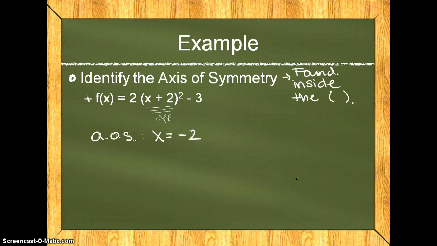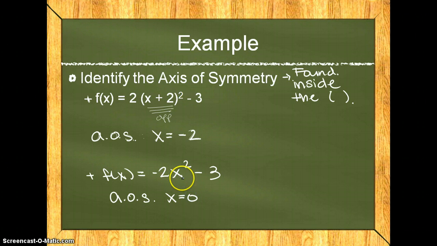So there is potential that the axis of symmetry is 0. Something like that would look like f of x is equal to negative 2x squared minus 3. In this case, because there's no parentheses around the x, our axis of symmetry would be x is equal to 0 because there's nothing being added or subtracted to x specifically. So you'll get 0 when there is nothing inside parentheses.